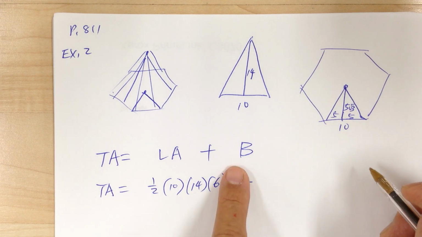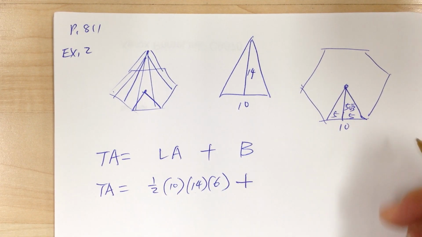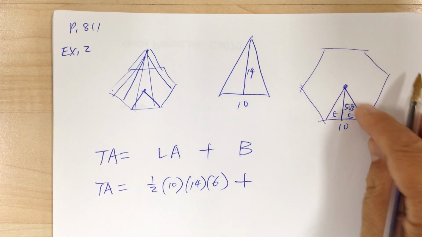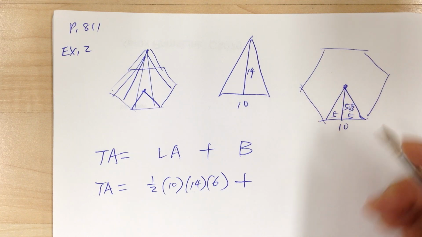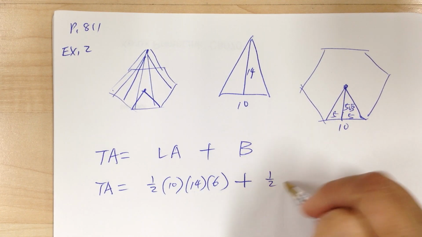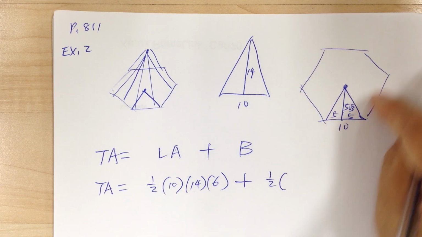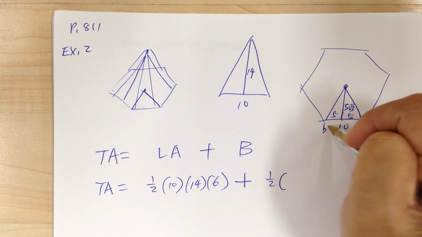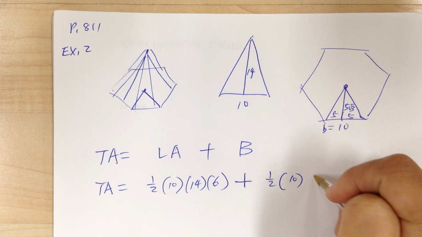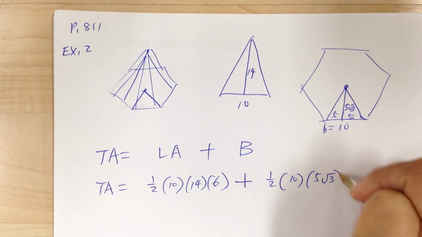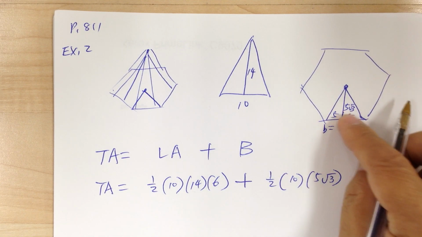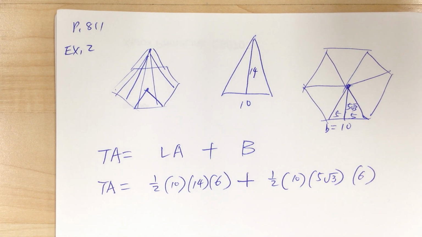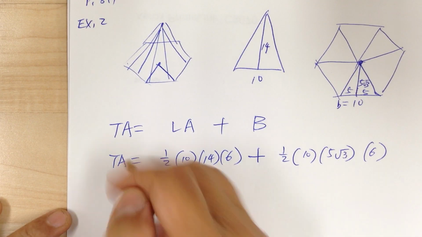Plus, now here's the base. You have to figure out the base. Again, notice you've got all the information you need already. So let's do this triangle over here. The big B equals 1/2 base times height, and there are 6 triangles, so times by 6. Okay, let's work it out.